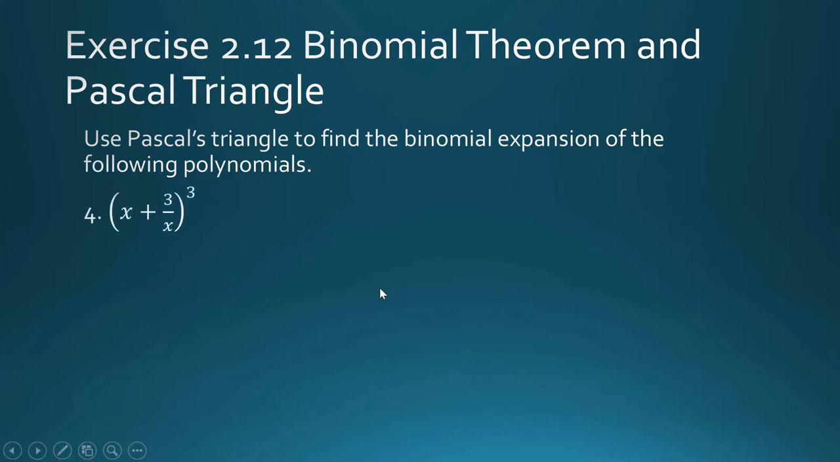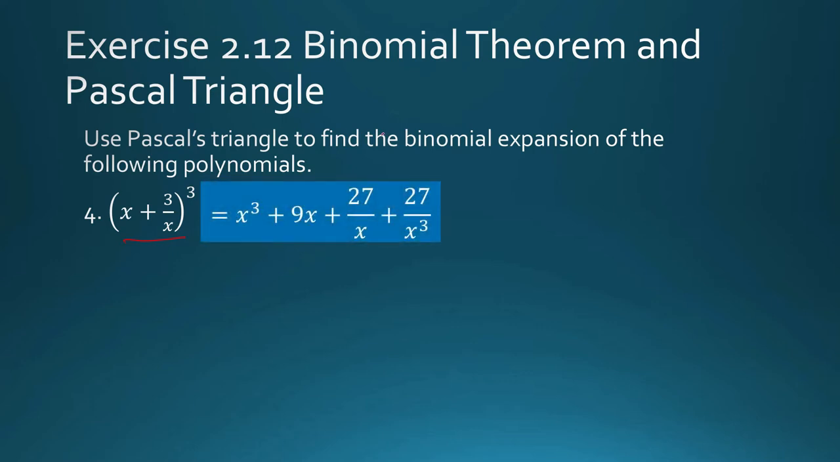Well, this one is not exactly a polynomial. This is a rational expression. But still, we can apply your Pascal Triangle and binomial expansion to expand this to the third power. So I will show you the result.